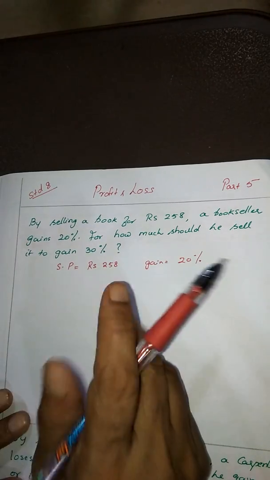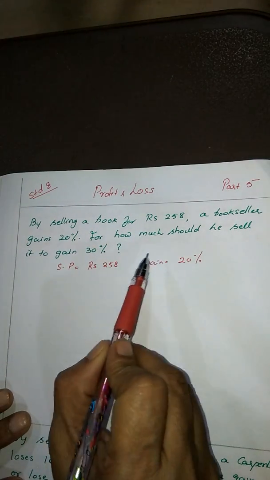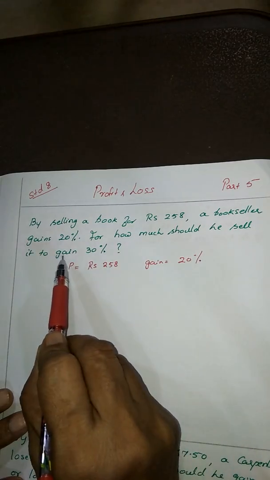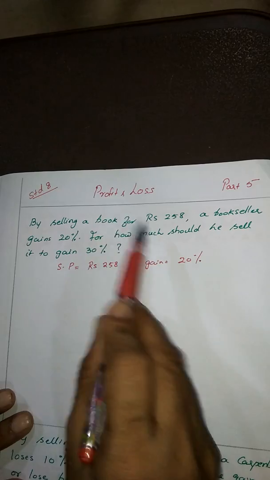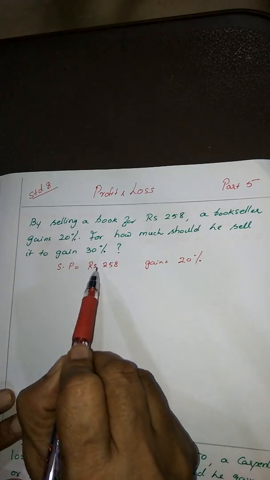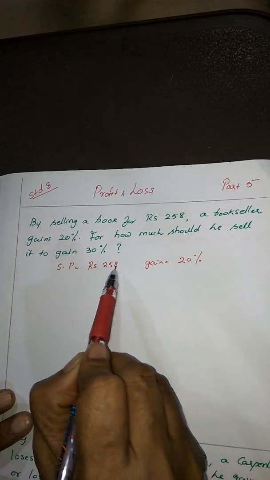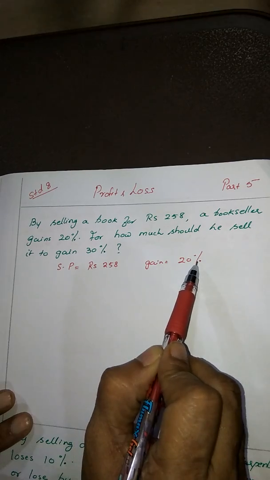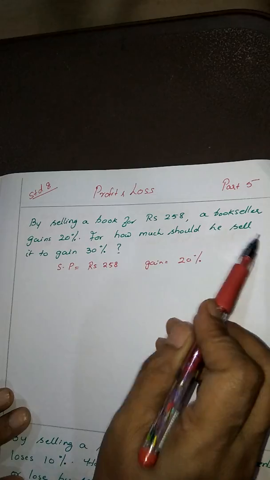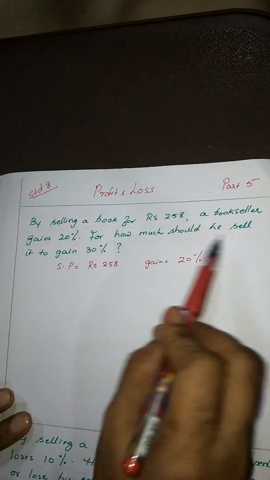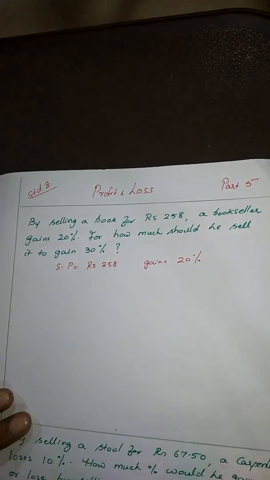So here the question is, how much should you sell the book if you want a gain of 30%? Right now he has sold it for 258, so he is getting a gain of 20%. So in case he wanted to gain 30%, what should be his selling price is the question. So now for this, first we should find the cost price.